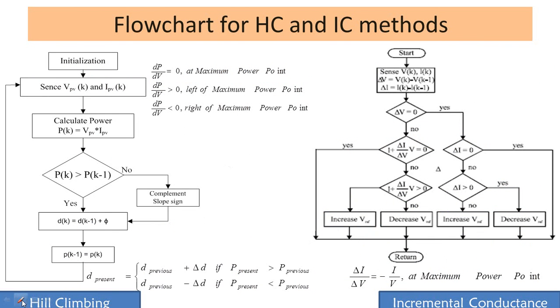So this is again a flow chart, just a replica of your explanation. Let me say initialization, point 1. You take the voltage and current of your PV panel and you estimate your power.